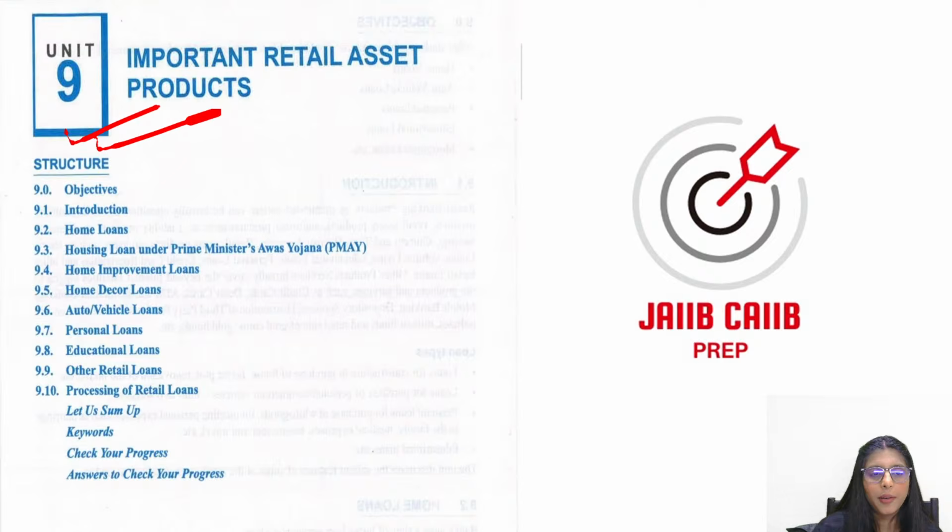Unit 9. Important retail asset products.